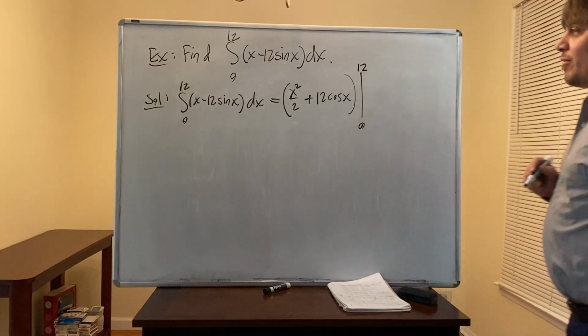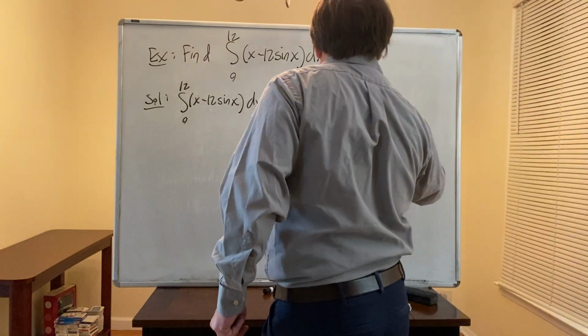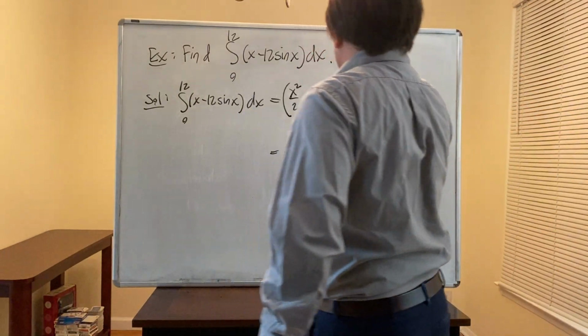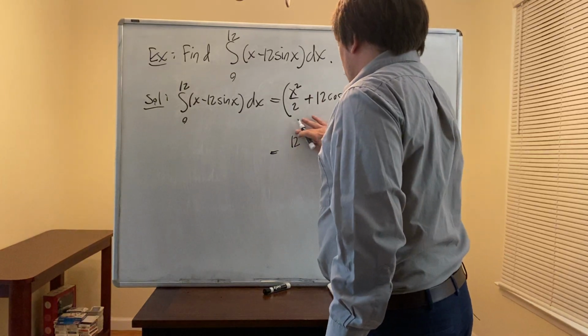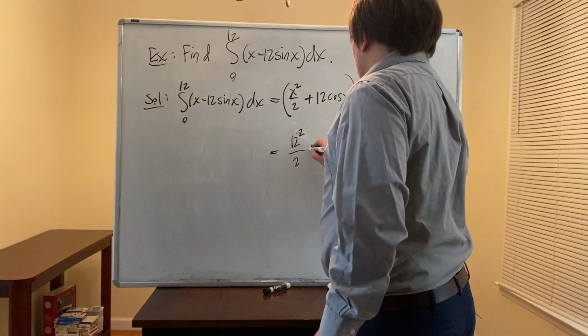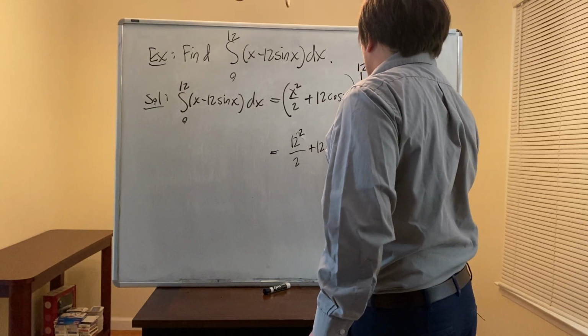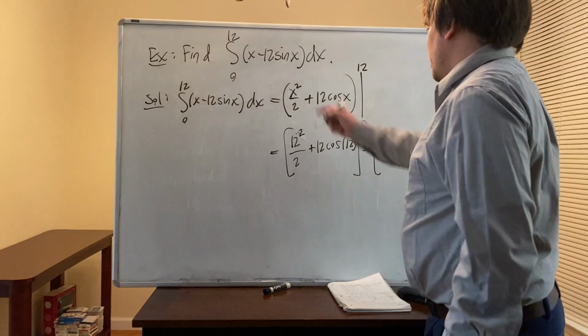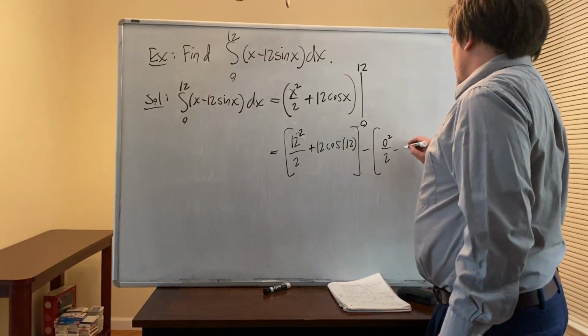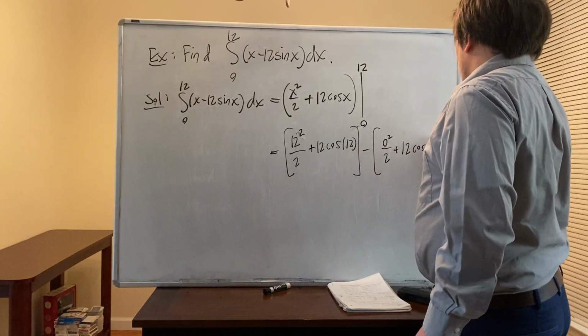You get that. The meaning of this notation, again, is you plug in the upper limit, this number, into this expression. You get 12 squared over 2 plus 12 times cosine of 12, minus, plug 0 in, you get 0 squared over 2 plus 12 cosine of 0.